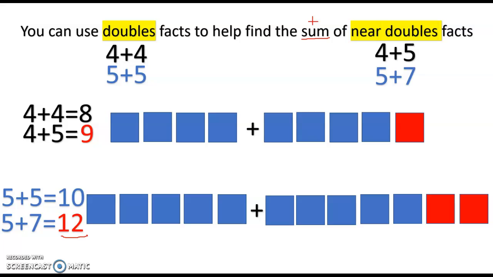So it's important to remember we can think of the answer to that doubles fact and then just add those extra 1 or 2 to get our sum.